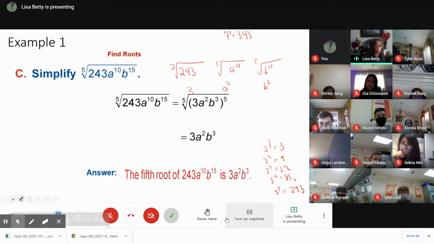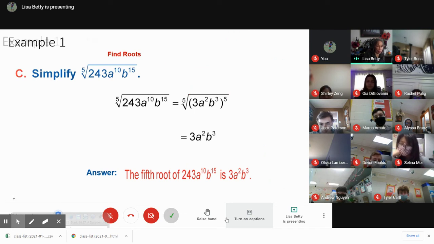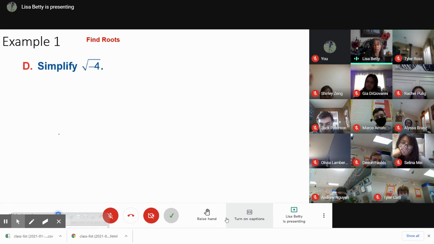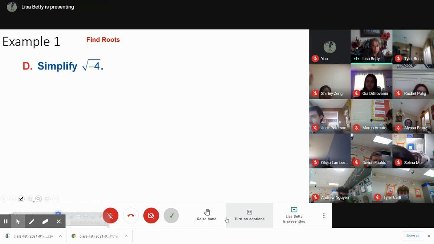So the fifth root of 243 to the 10th b to the 15th is 3a squared b cubed. Yay. All right. This is just to remind you that I did not go away. We ignore it sometimes, but it's still a thing. We just can't graph it on our Cartesian coordinate plane, so it kind of gets left out a lot.